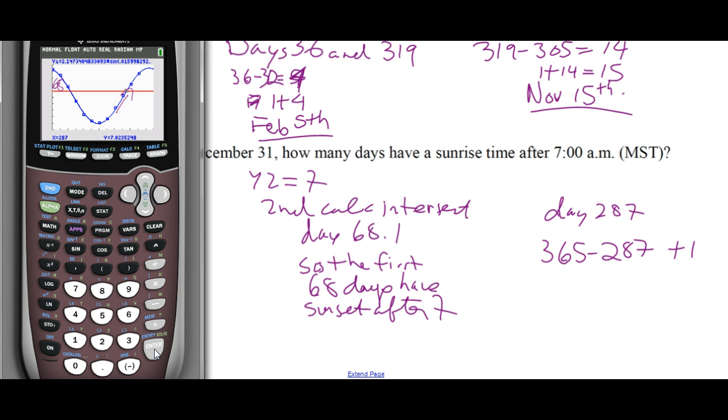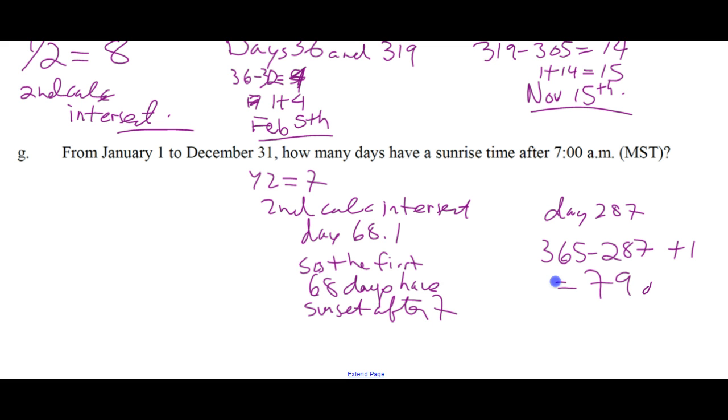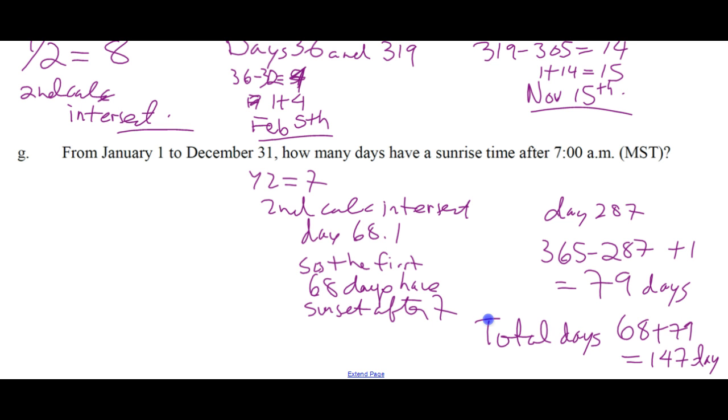Okay, so what do we get with 365 minus 287 plus 1? So we're going to do 79. So the first 68 days of the year and the final 79 days of the year. So total days will be 68 plus 79. So total days, 68 plus 79 is 147 days. So on 147 days, the sunrise time is after.